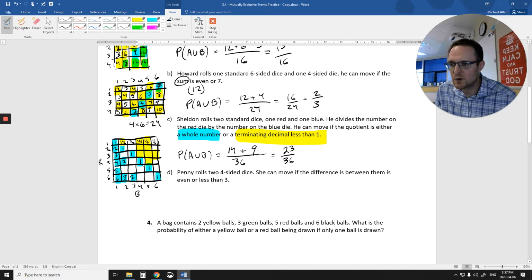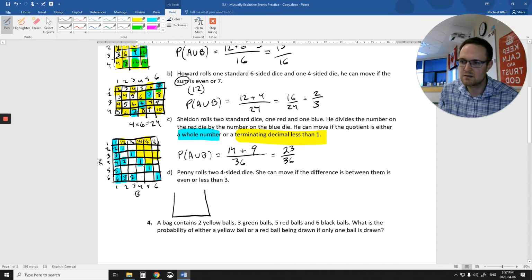Penny rolls a four-sided dice. She can move two four-sided dice. She can move if the difference between them is even or less than 3. Difference. Draw the box out first.